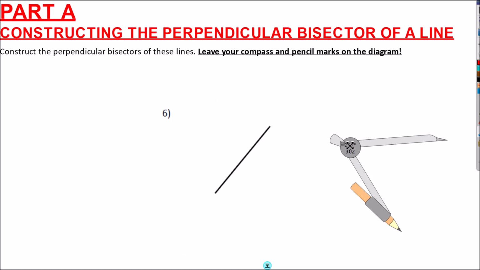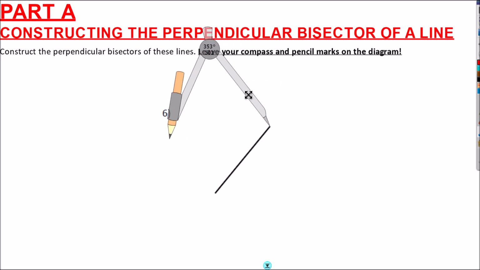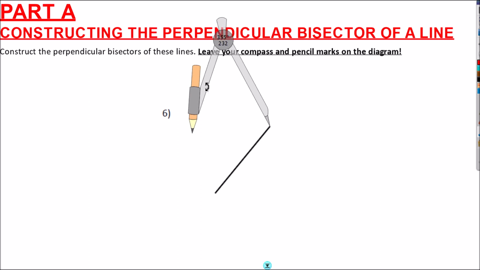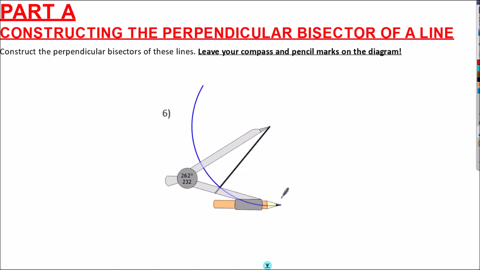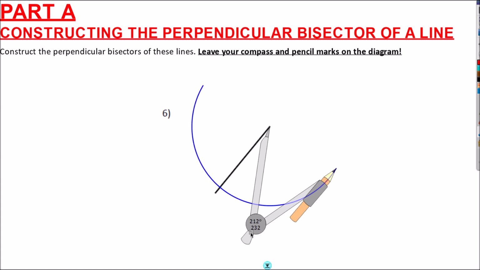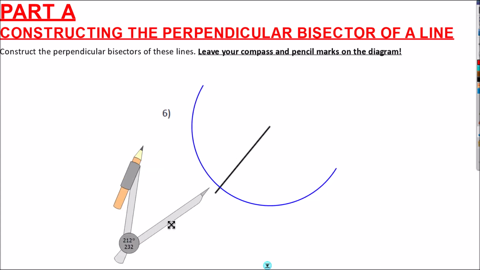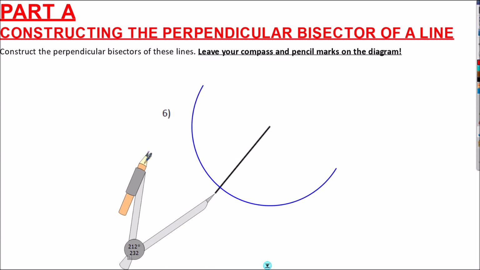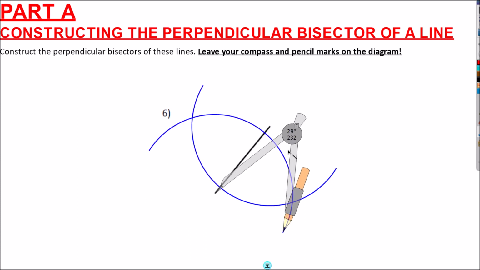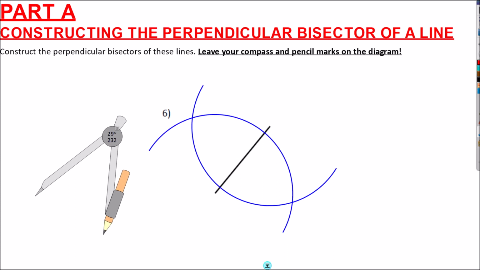Final one, question 6. So we're going to take the compass needle, put it on one end of the line, and do a semicircular curve going like this. Then we're going to do exactly the same thing from the other end of the line, like so. Where they've crossed over, we're going to just get a ruler and join in the points that go through. And so that's a quick run through of how we do the perpendicular bisector of a line.